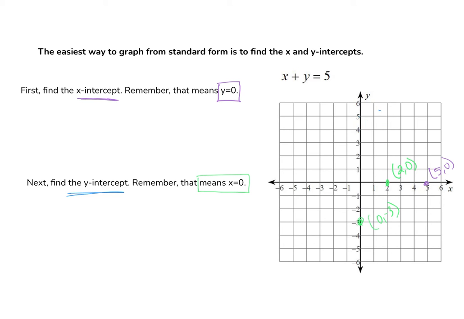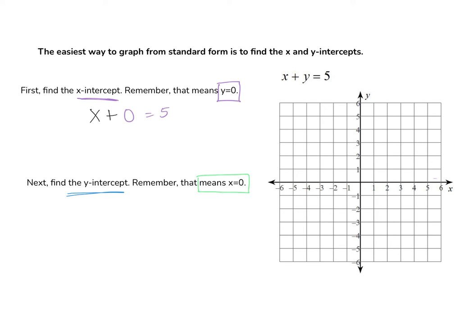So when I know that information is true, I can actually use it and my equation-solving skills to solve for an x and y intercept. In order to find the x-intercept, I'm going to take my original equation, but everywhere I find the letter y, I'm going to replace it with the number 0, because the y must equal 0 for it to be an x-intercept. And then I'm going to solve the equation.